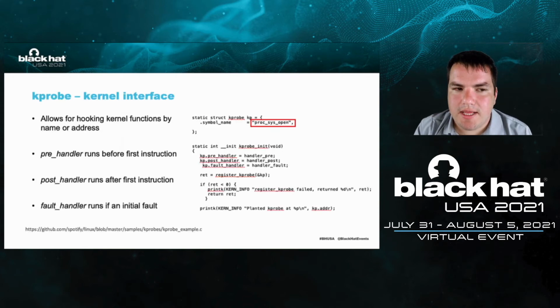We next looked at the K-probe interface. This also allows for hooking functions. You can specify the function to be hooked either as the name of the function or the address of where it is. For monitoring the function, you have 3 callbacks.